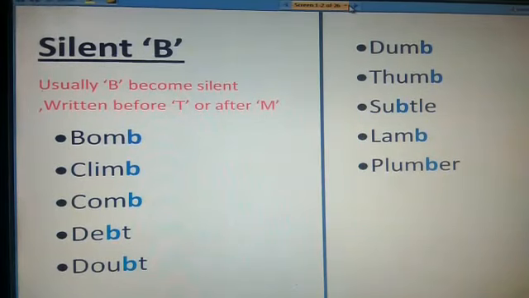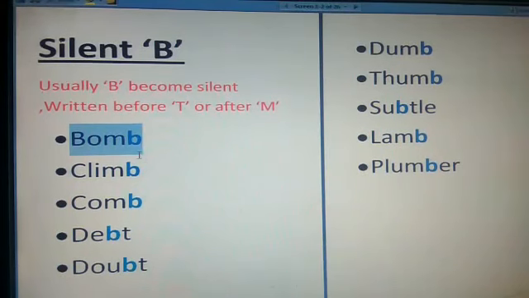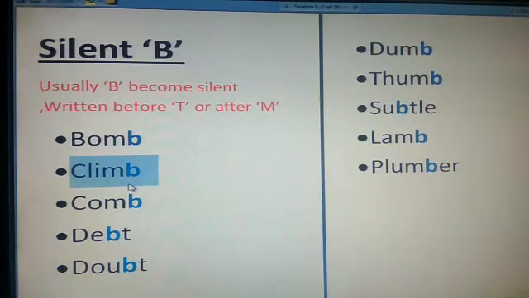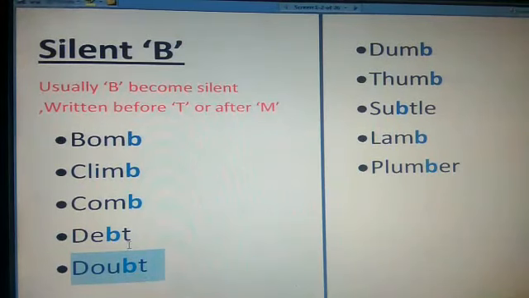Let's get started with the silent letter B. Usually B becomes silent when written before T or after M. As you can see here, bomb, B is a silent letter here and written after M. Climb, same here. Calm, debt, doubt. Here we can say debt and doubt, the letter B is put before the T.